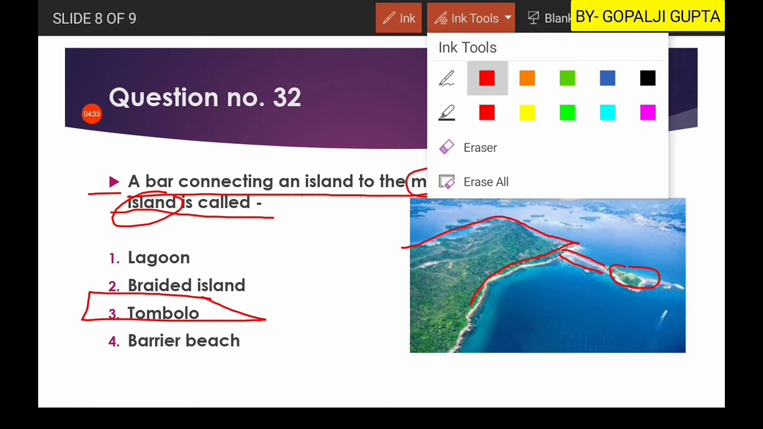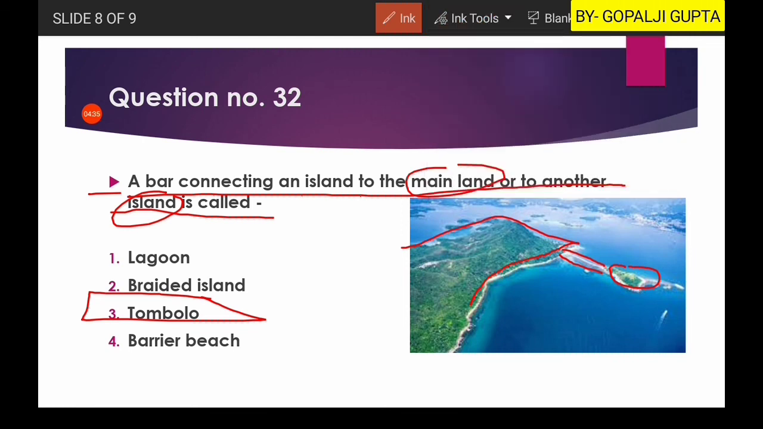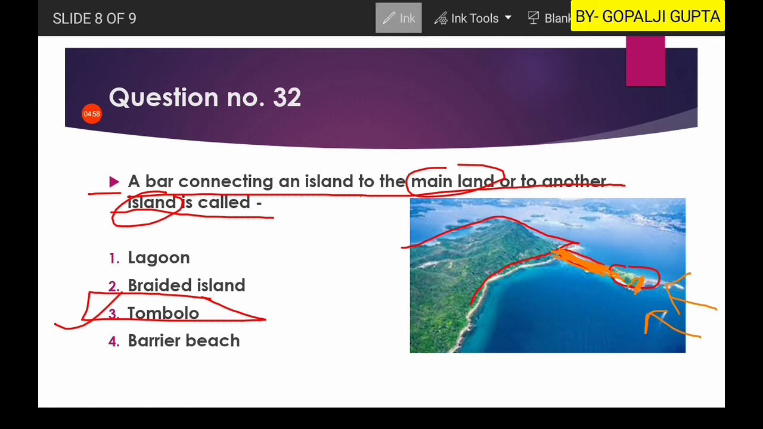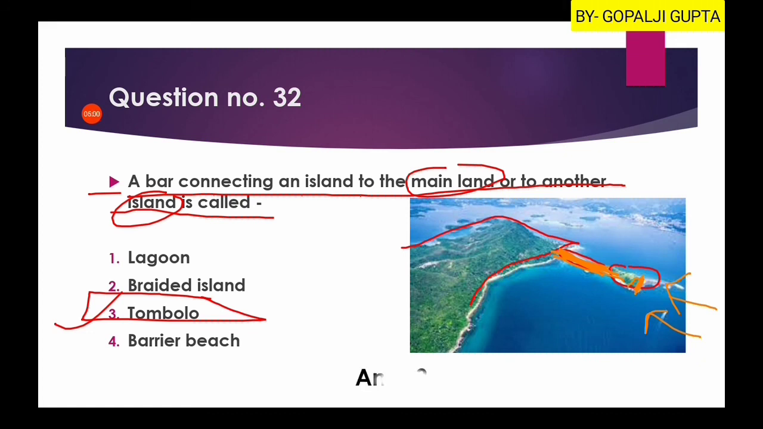Now how is it formed? It is formed as the oceanic waves come like this, and whatever sediments or material the waves are carrying or eroding from these areas will be deposited just behind the island, and it will form a channel or passage-like structure which is known as tombolo. So here the third option will be our right answer.